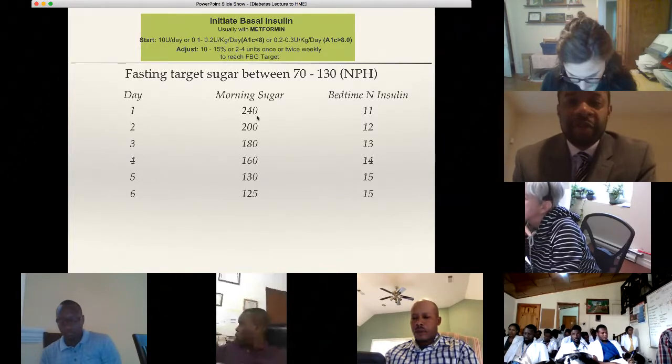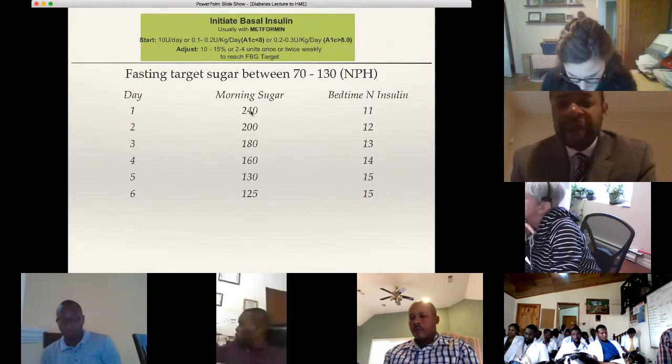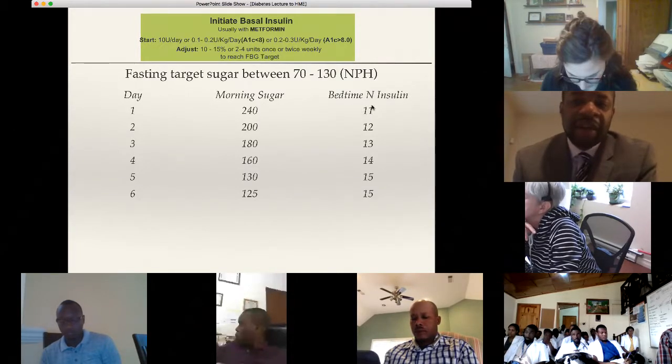On the first day, we learned that the blood sugar is 240. We asked them to add 1 unit, so now they're taking 11 at night.